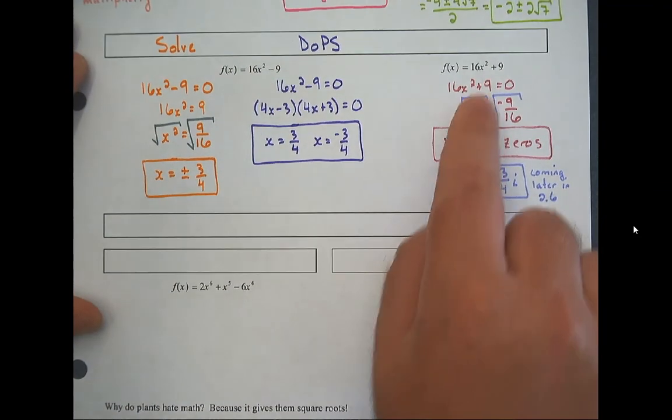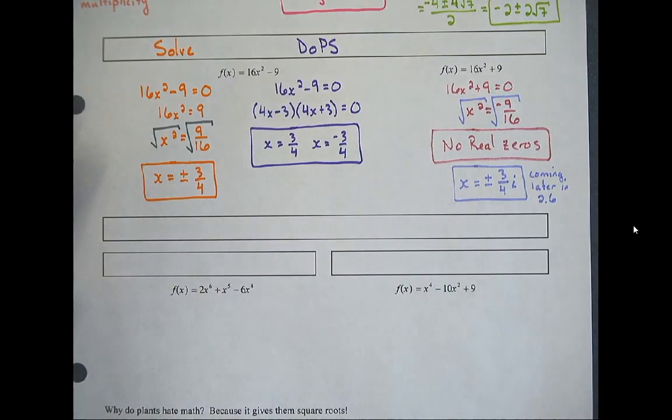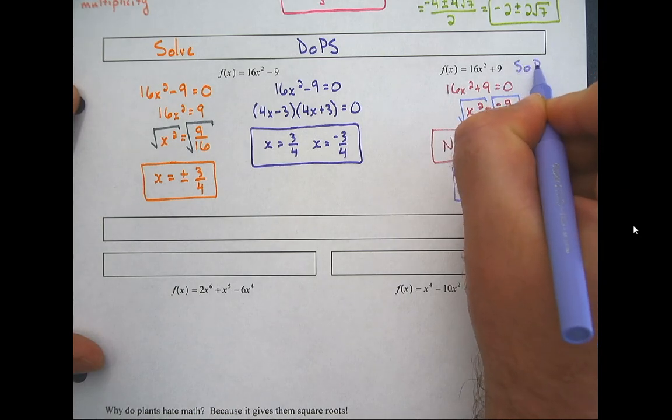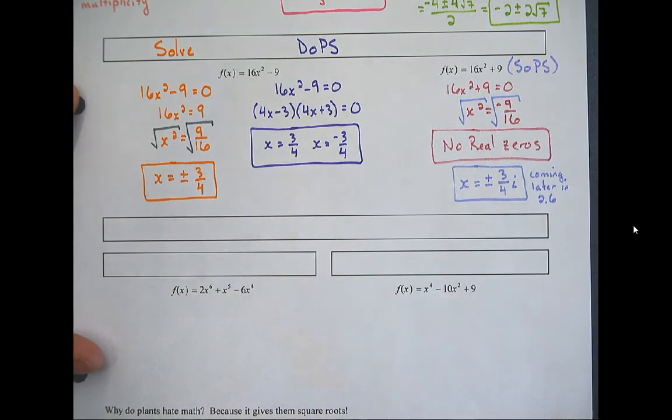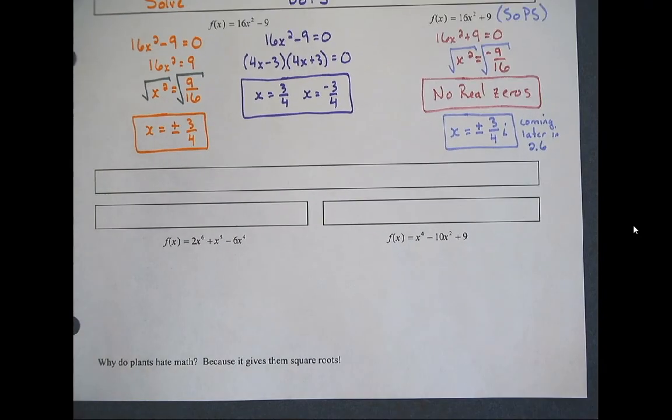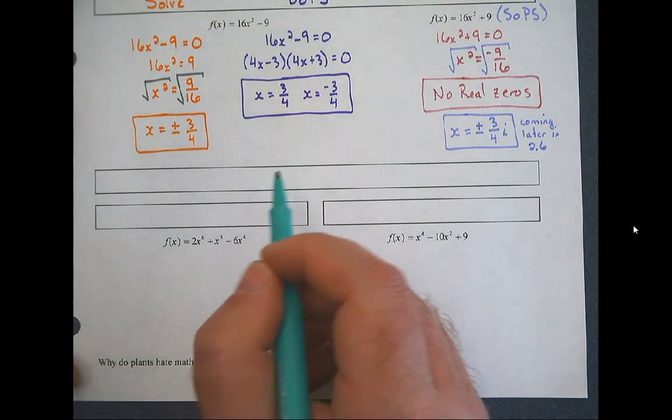Be careful, this is not dopes, this is soaps. Why is this called soaps? Because this is the sum of perfect squares, not dopes. So there is no way to factor this over the real numbers, but we will get into that later on. All right, and then the last ones, I don't have a great name for these. I just call these the higher exponents.